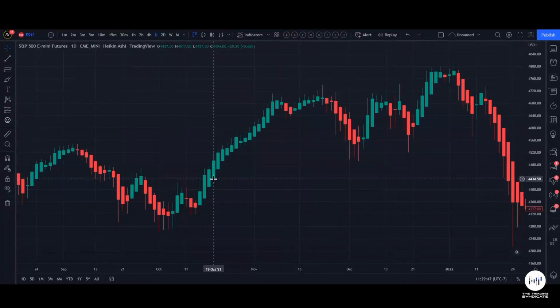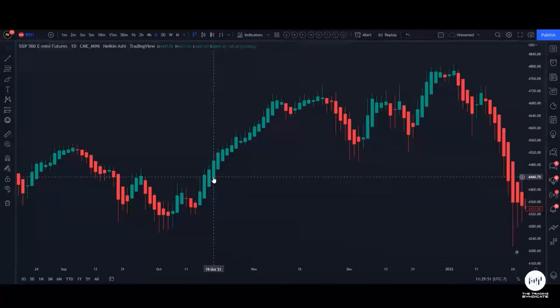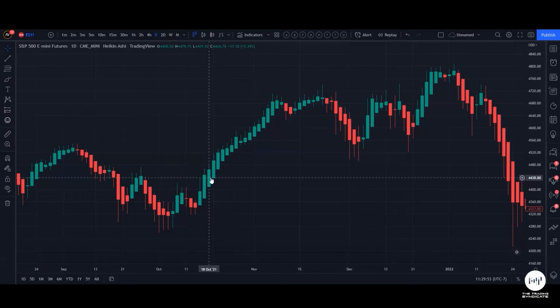Notice that the bottom of these green candlesticks is where we're actually seeing the open. And that's just showing that we're opening at the center of the body of the candlestick that was prior. So notice these ones are all opening at the midpoint of the previous candlestick's body.